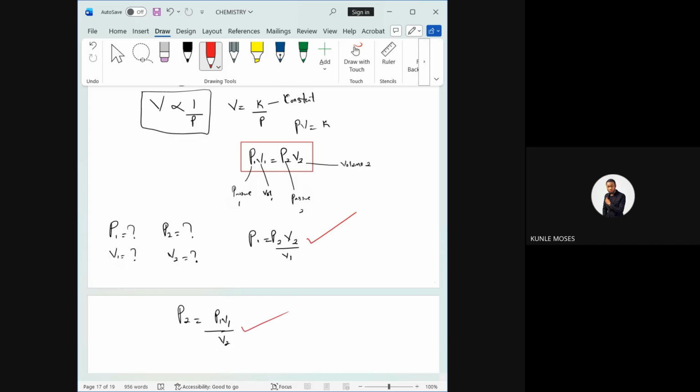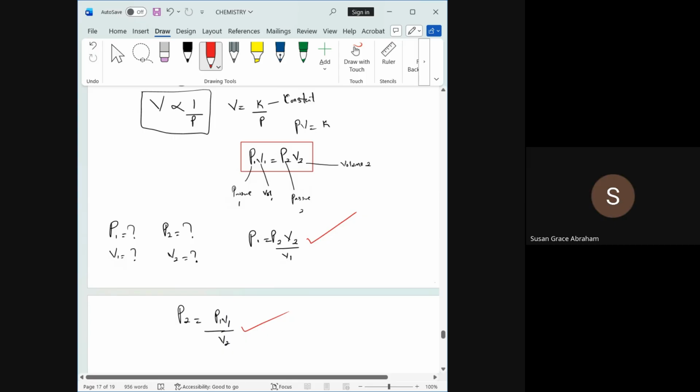So Suzanne, V2. Akinwale, do V1. After this, we do Charles law. Then we end the class. So next week we will check questions under Boyle's law and Charles law.